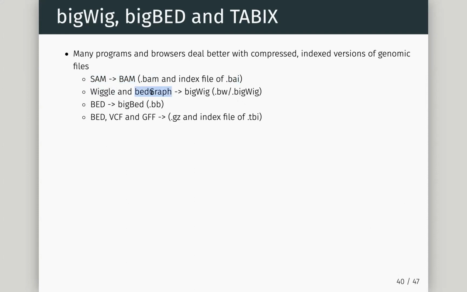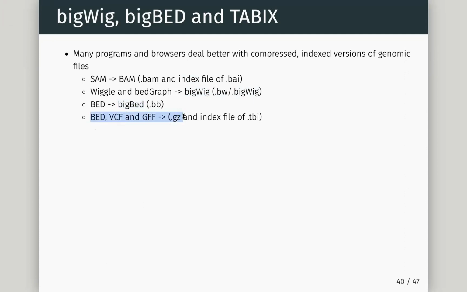Wiggle and bedGraph both can get turned into something called a bigWig. This is a UCSC thing. It ends in either .bw or .bigwig. These are, again, compressed versions, which are very quick to read. They have indexes built into them so that we don't need a separate index. When we load this in software, we don't need to read all the way from chromosome 1 to chromosome 20 to visualize a bit of chromosome 21. It will just read the bit it needs. Equivalent to bigWig is bigBed.